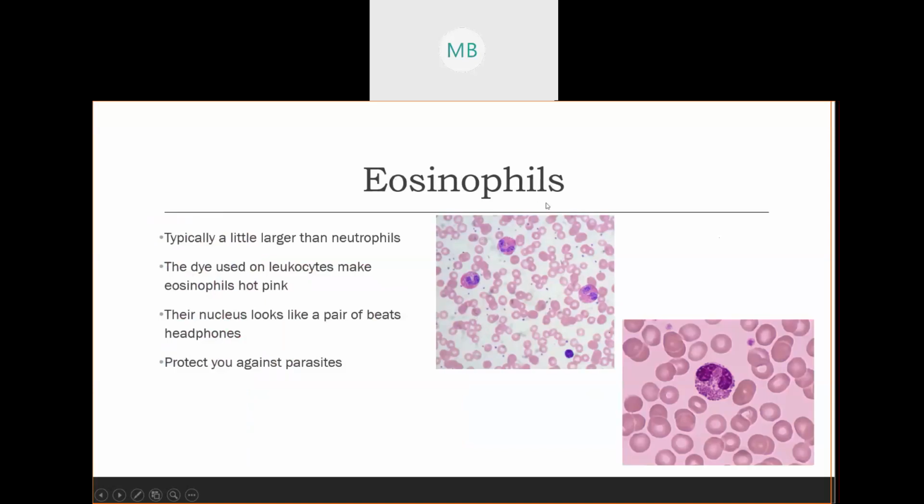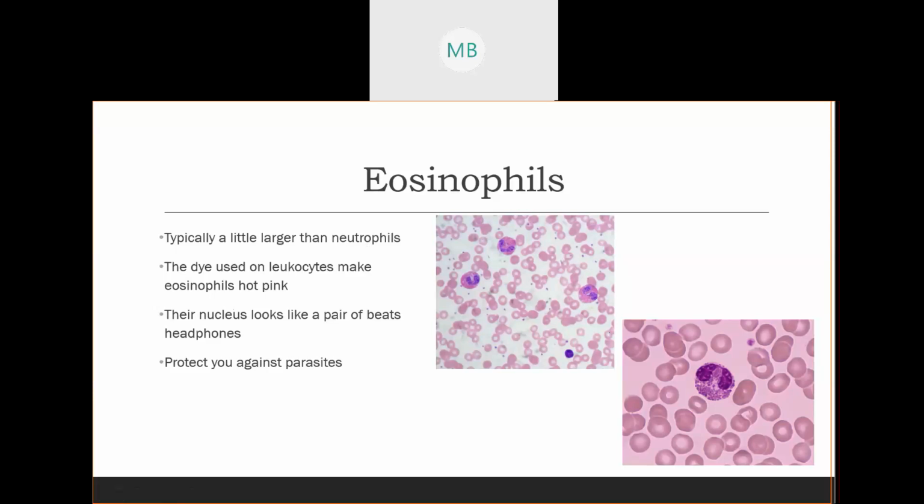Your eosinophils are also one of the easier ones to pick out, and I actually really like these guys. I know the word eosinophil is weird, it's off the wall. These guys are your second least common white blood cell type. You don't have very many of them in your body. Eosinophils are responsible for protecting you against parasites, so they really only spike if you have a parasitic infection like a tapeworm or something like that.